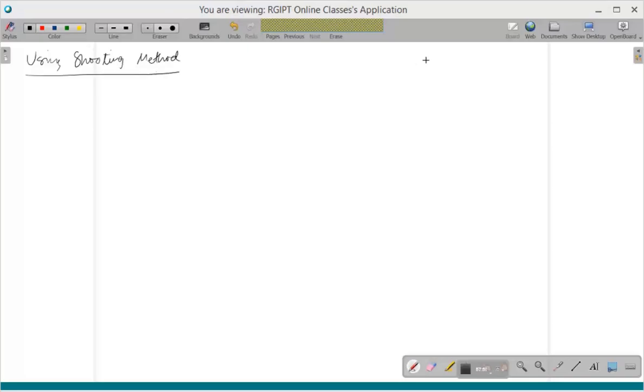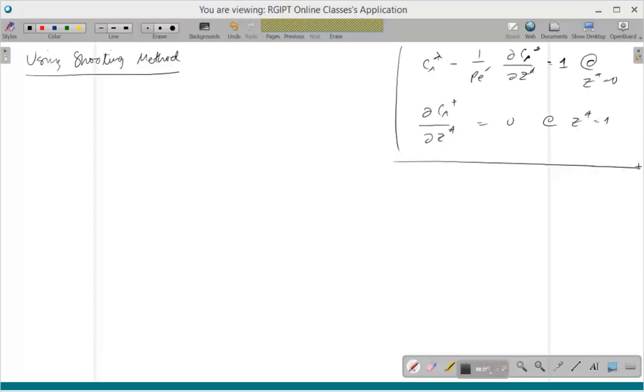Okay, so let me write down my boundary conditions once again over here. U star minus 1 by the Peclet number dU star by dZ star equal to 1 at Z star equal to 0. Okay, it's 2 more minutes and I'll be done. And dU star by dZ star equal to 0 at Z star equal to 1. Okay, these are my boundary conditions.